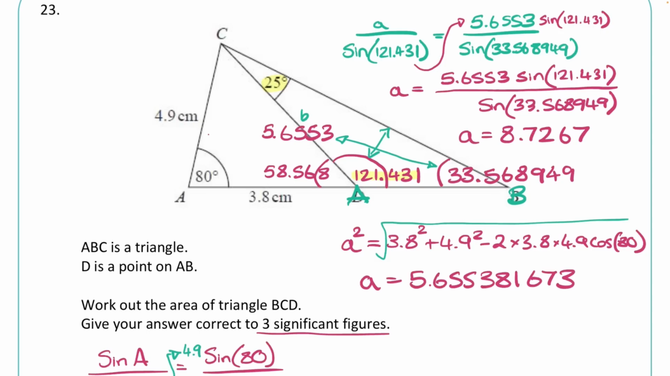8.7267. I'm going to leave it there, 8.7267. I've only got this one over here to 4 decimal places, so I'll keep that to 4 decimal places as well, and just hope it doesn't affect the answer too badly. It shouldn't do. So there we go. I've got all the side lengths that I need. I now just need to do the area of a triangle.